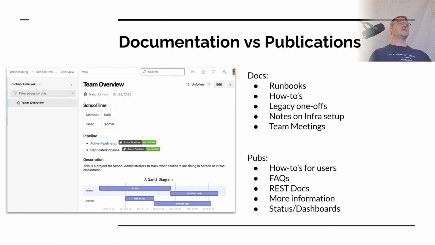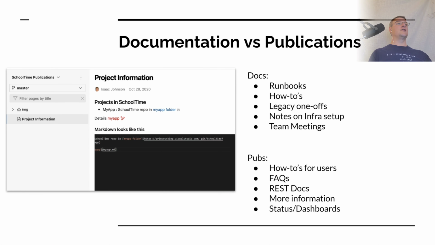Pubs, or publications, are things that are meant to have a general audience, and typically we review those as a team with higher rigor because we have to assume the lowest common denominator is reading it. We'll reject a PR on spell check on things like that. So it's how-tos for users, frequently asked questions, maybe some of your REST documentation, maybe put some Swagger in there. More information about that which you provide.